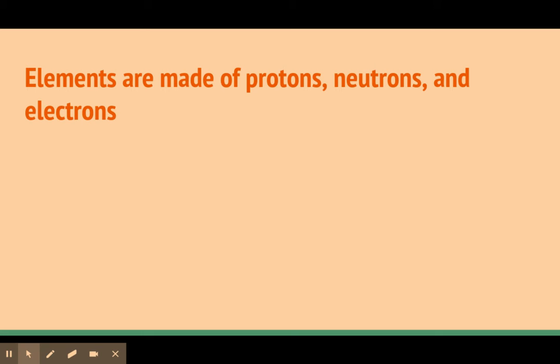So elements are made up of three things: protons, neutrons, and electrons. So one of the objectives was for you to be able to determine how many of each of those there are in any element. But before we do that, I want to talk about a few things.